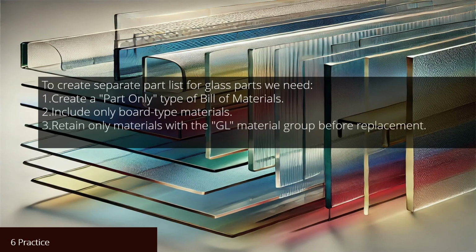And then when we have this filter enabled, we need to increase its efficiency even further by utilizing a filter which takes only those board type materials that have GL name. And this GL name is a default convention used before a material replacement to actually mark those glass type of materials. So when you do a replacement, we still know the original name that this component had. So we can use this to our advantage.